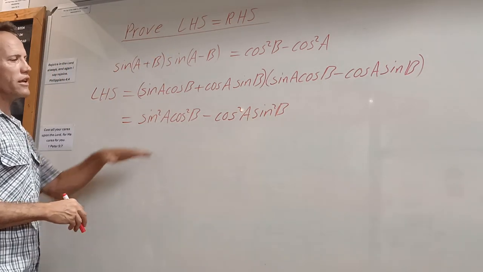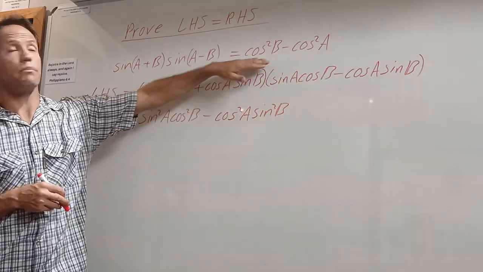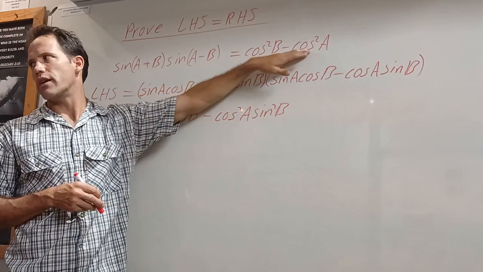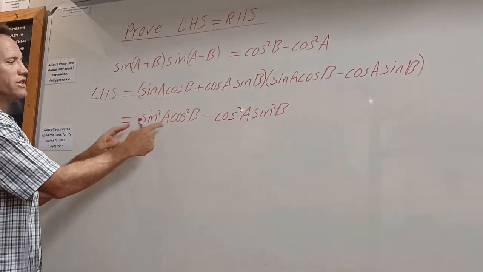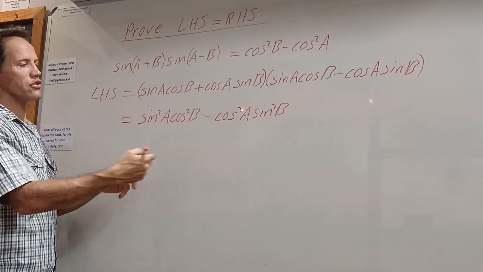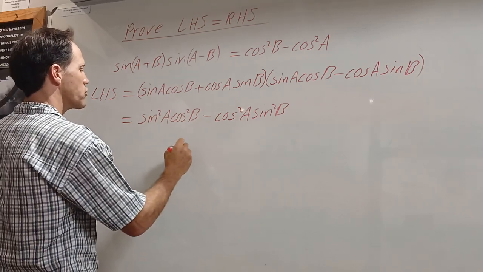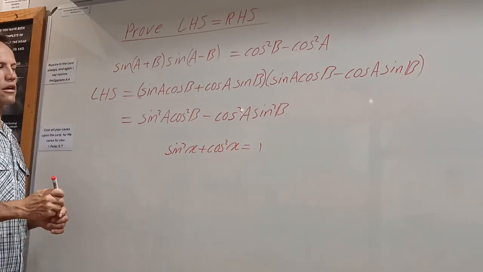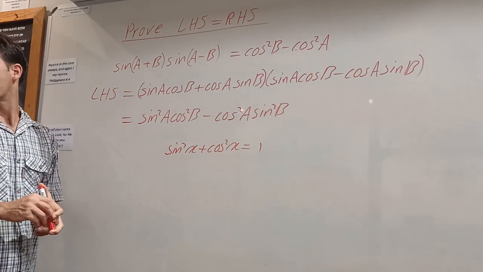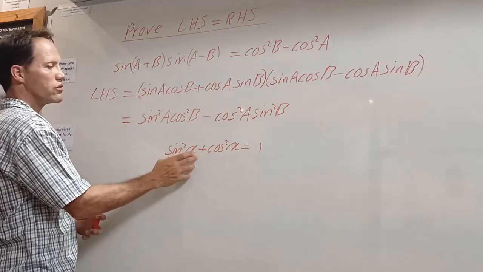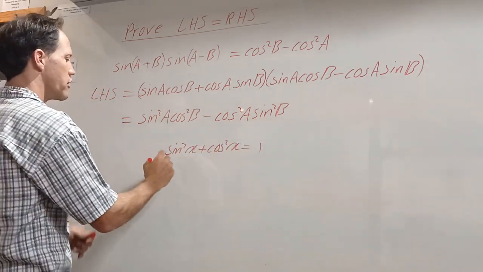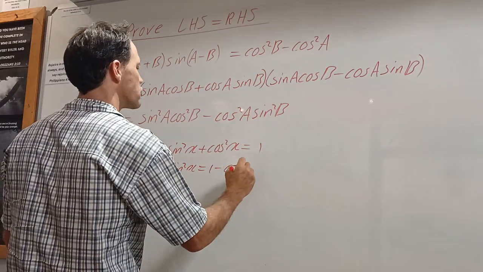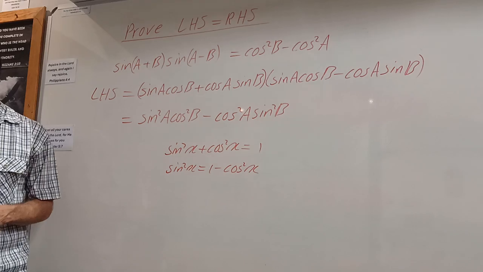And now, if you look at this, and you look at where you're supposed to get, if you look at this one, it's only cos squared, no sine squared. So what you can do is change the sine squared. Remember, sin squared x plus cos squared x is equal to 1. You remember that identity from last year? So when you take the cos squared over, you get sin squared x is equal to 1 minus cos squared x. That's stuff we did last year, right?